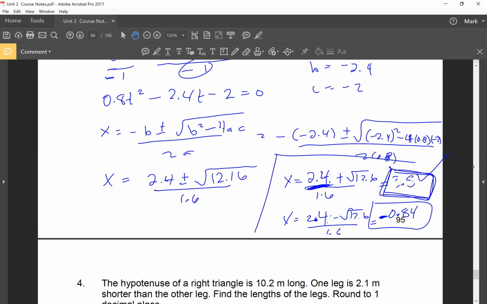Mr. Mark, I want to ask about the square root of 12.16. Do we have to find the square root or just keep it and put it in the calculator? Just keep it and put it in the calculator. We don't have to find the square root? No, you let your calculator do it. I don't know what the square root of 12.6 is, so keep it and put it in your calculator.